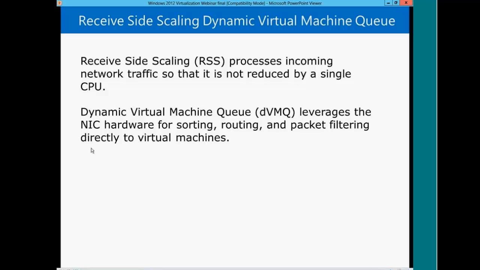Some other improvements in performance there: the receive-side scaling for the virtual machine queue. So this is network traffic. Essentially, we change the size of the receiving window on the fly for high-quality networks. And the dynamic virtual machine queue can leverage the NIC hardware. So if the network adapter card itself is high-end and has the ability to sort and route and do packet filtering, we can use that facility directly to get the traffic into or refuse traffic into the virtual machine.